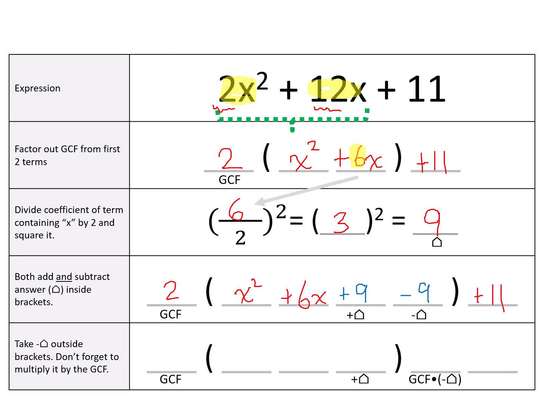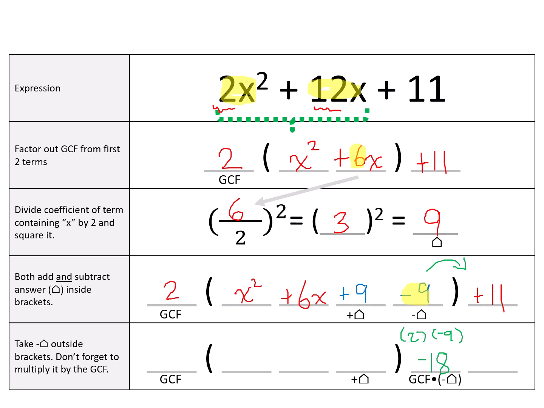In this next step, we're going to actually remove the negative 9 from the brackets, and we're going to move it to outside the brackets. Before you can move it outside the brackets, you have to multiply it by the greatest common factor. So let's do that calculation over here. The greatest common factor is 2, and the negative pentagon is negative 9. So 2 times negative 9 gives you negative 18.